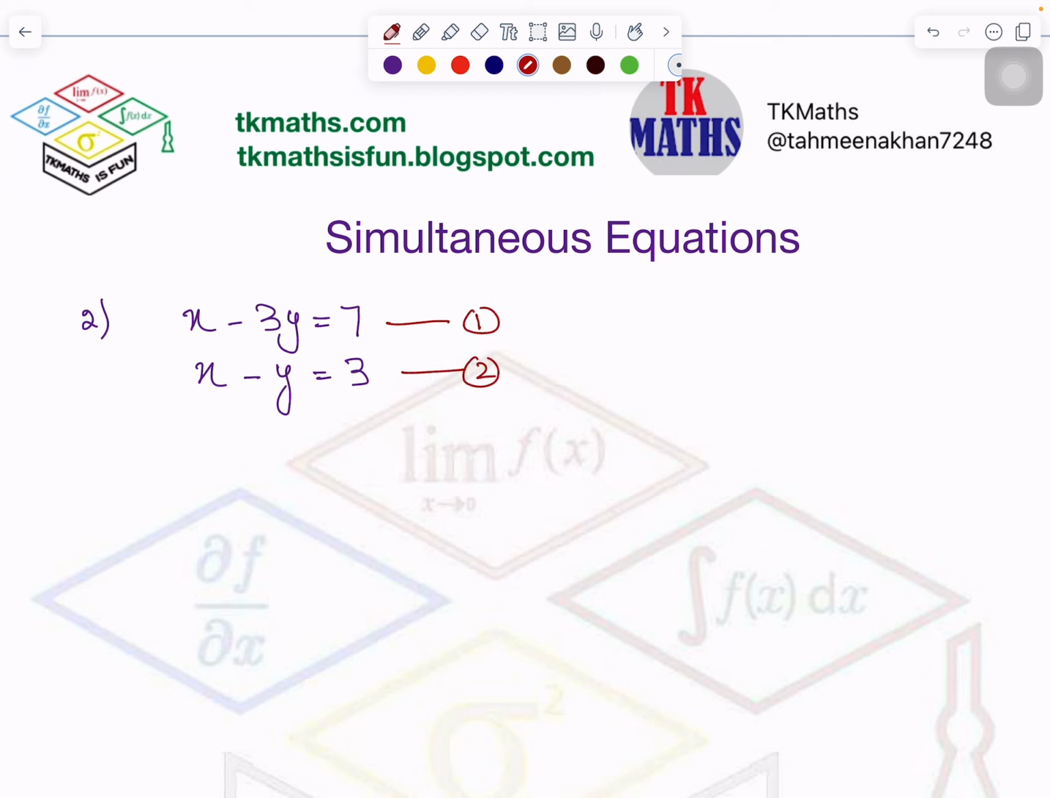Again I will see, is there a variable which has the same coefficient? So yes, x has the same coefficient, 1 and 1. If it is not, we try to make it. That I will teach you later in the video, maybe in the second video, how to do it.